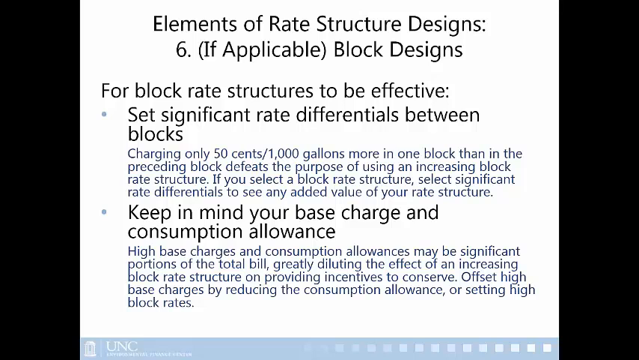So having significant rate differentials between blocks in order to really incentivize consumption within those blocks as you set the block sizes. And then keep in mind the balance between the base charge and consumption allowance. As I said earlier, the higher the base charge, the less you'll be charging on the volumetric side. And if you're including consumption allowance as well, then the entire pricing signal that you're trying to give through the increasing block rate or decreasing block rate gets washed out, because the base charge now dominates the entire bill.